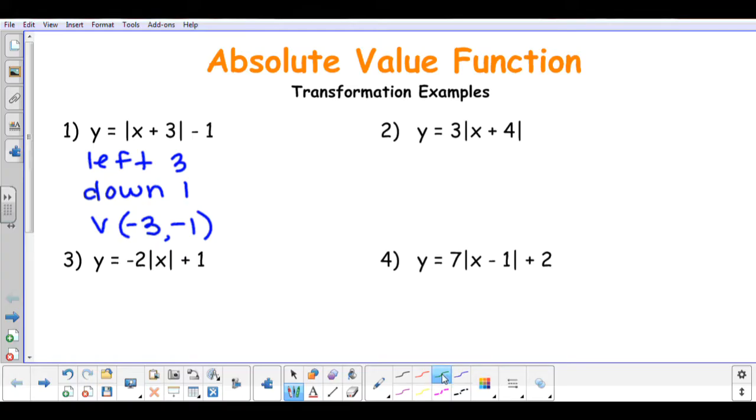In my second example, I have a number in front of my absolute value sign. So it's going to be a vertical stretch, because stretches are numbers that are larger than 1. So this is a vertical stretch of 3.